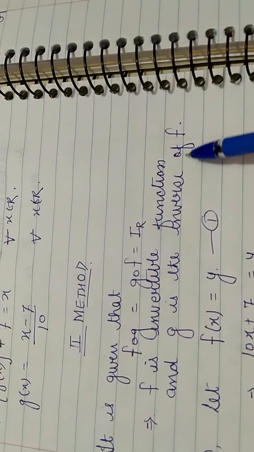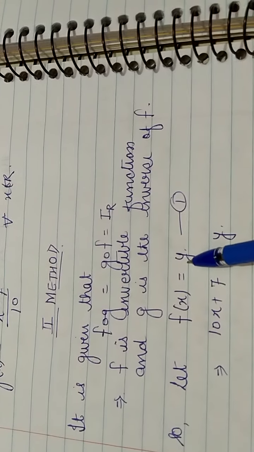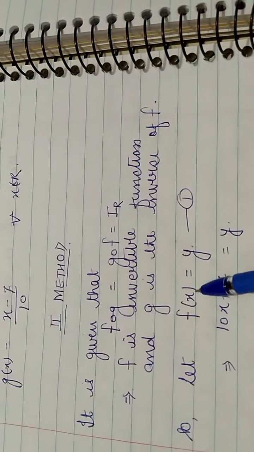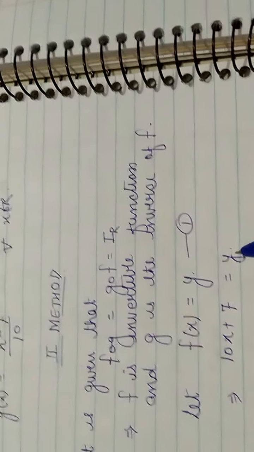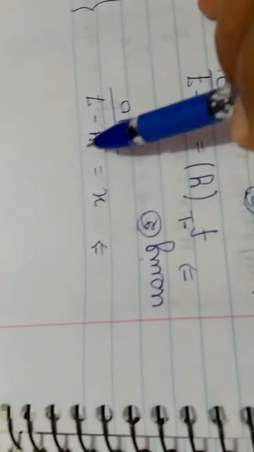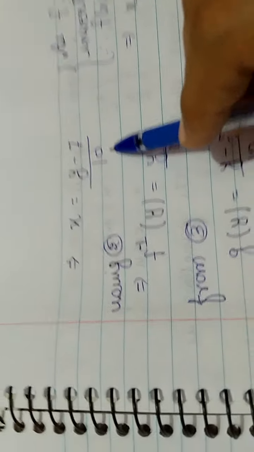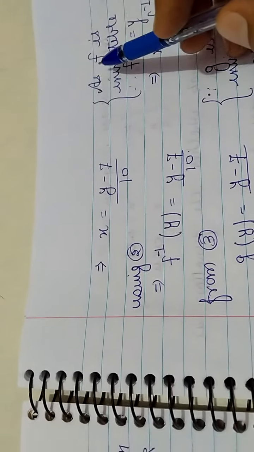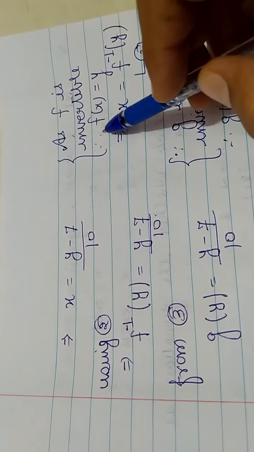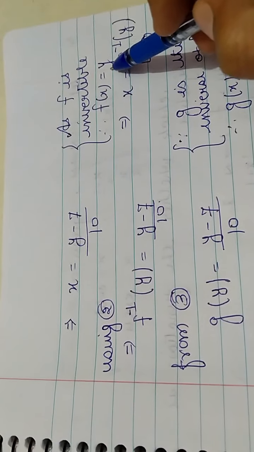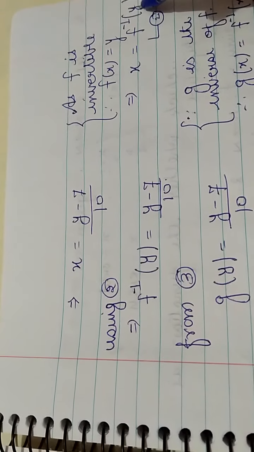So to calculate the inverse of f, we consider f(x) = y. On putting the value of f(x), we get 10x + 7 = y. On transposing, we get x = (y − 7)/10. As f is invertible, therefore f(x) = y implies that x = f inverse of y.